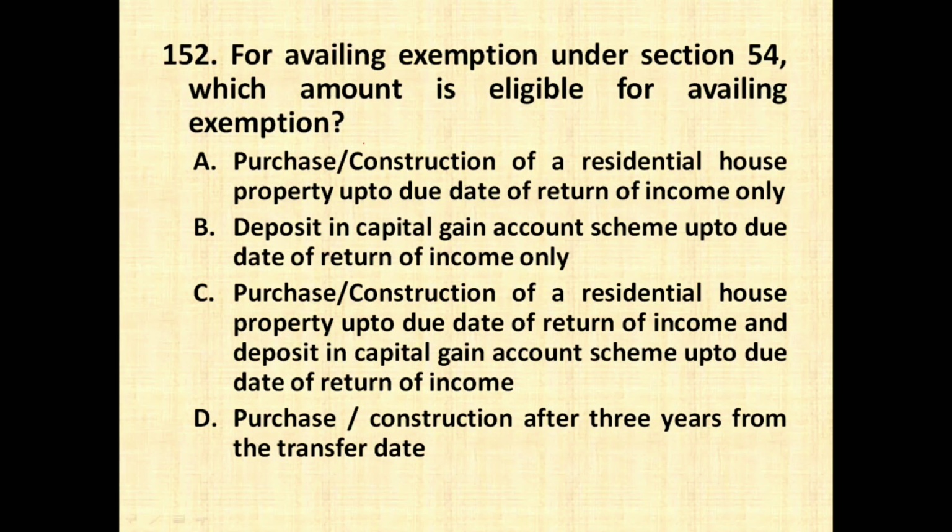For availing exemption under section 54, which amount is eligible for availing exemption? Purchase or construction of residential house property up to due date of return of income only. Deposit in capital gain account scheme up to due date of return of income only. Purchase or construction of a residential house property up to due date of return of income and deposit in capital gain account scheme up to due date of return of income. So this is the correct option. Section 54 deals with capital gain on sale of residential house, and option C is the correct answer for this.